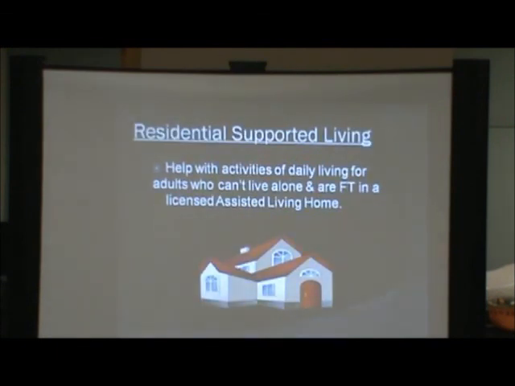And residential supported living. This is where individuals get help with activities of daily living, for adults who can't live alone and are full-time in a licensed assisted living home. So with supported living, there's generally staff on duty 24/7, and again, there could be 4 people living in the home, and the purpose of the staff is really to ensure the care of the individual and work on the activities of daily living with the person.